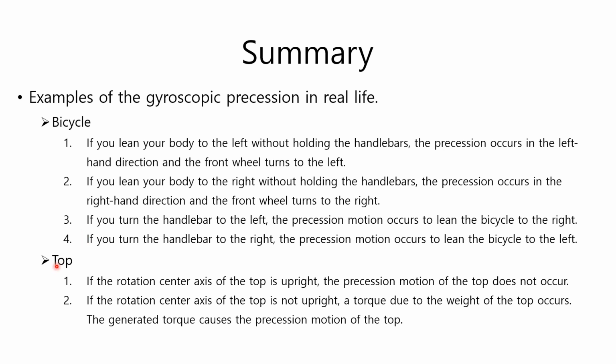The second example is a top. If the rotation center axis of the top is upright, the precession motion of the top does not occur. If the center of gravity deviates from the center axis, a torque due to the weight of the top occurs. The generated torque causes the precession motion of the top.